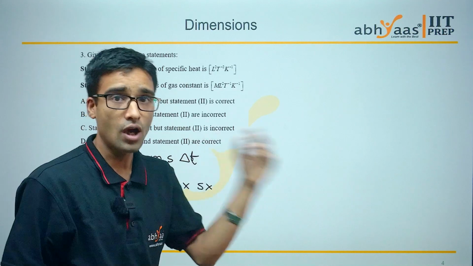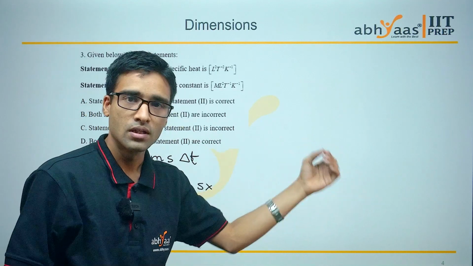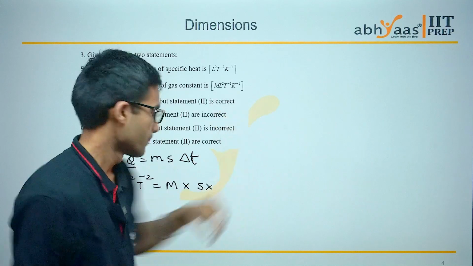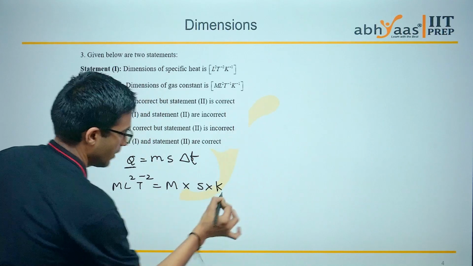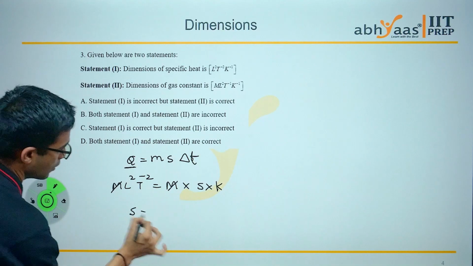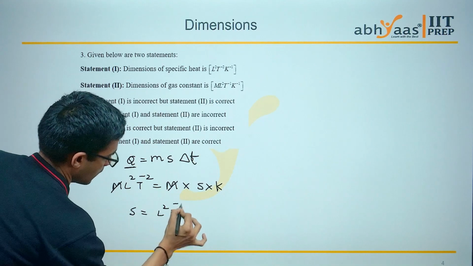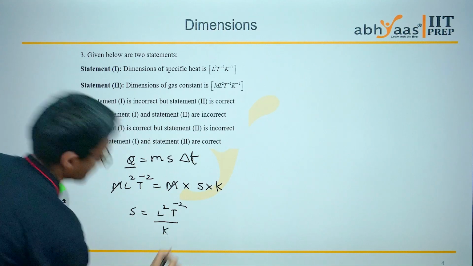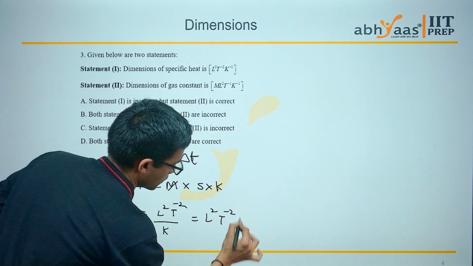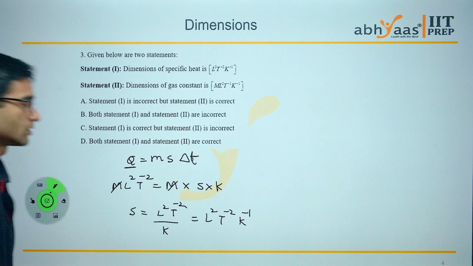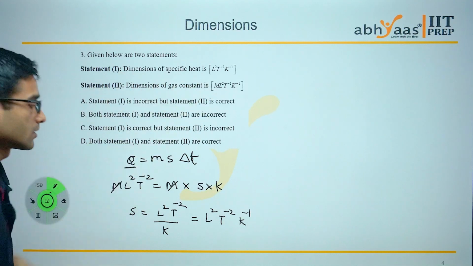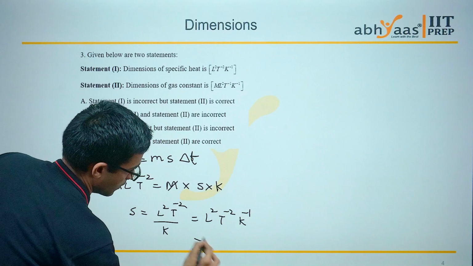Temperature, how will we write it? Just now I told that temperature can be written as Kelvin, K. So m gets cancelled. S is equal to L square T power minus 2 by K. That is L square T power minus 2 K power minus 1. Is it right or wrong? The first statement is right. So statement 1 is right.